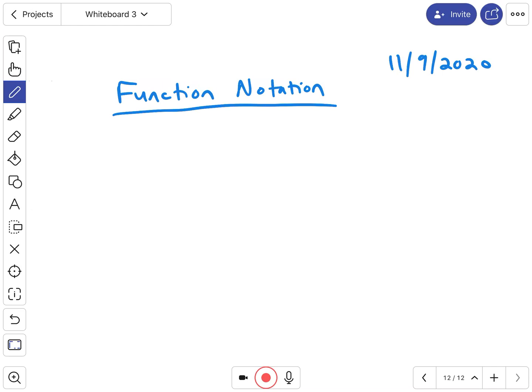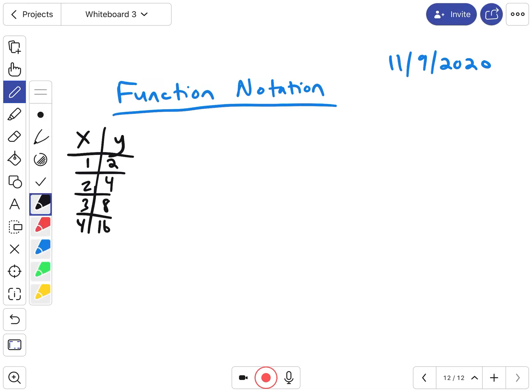So make sure you open up your notebook, put today's date, and title it function notation. Now, function notation basically comes from, let's say, a table. We've been looking at tables for a while, so let's start with what we already know. Let's pretend we have 2, 4, 8, 16.